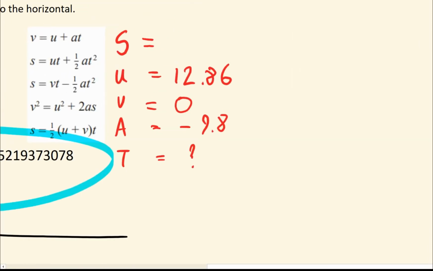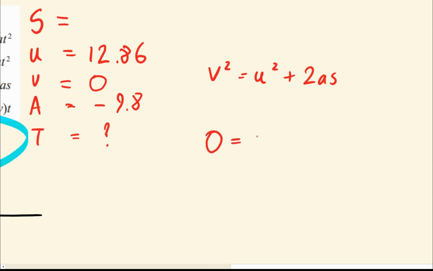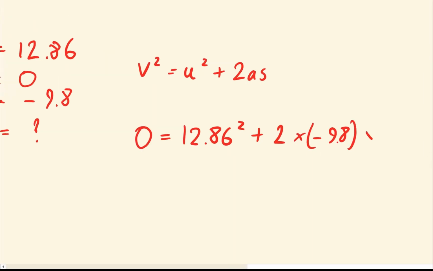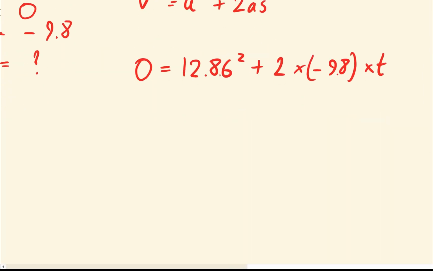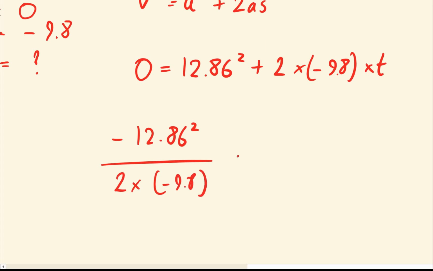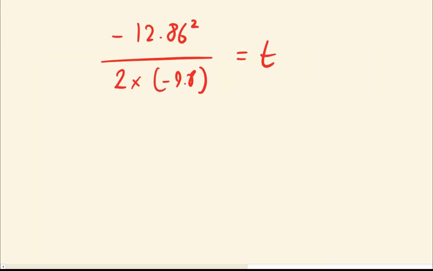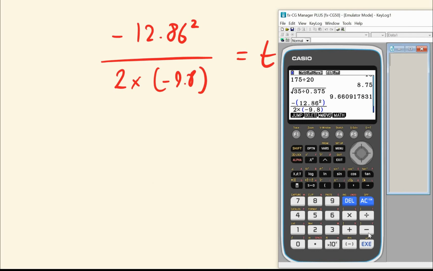So these are the four letters, which means we're using this equation, v squared equals u squared plus 2as. And we're going to fill in everything we know. And all we need to do now is just solve this equation. That's fairly basic. I'm going to take this 12.86 squared across and divide by all this stuff here, so 2 times minus 9.8, and that'll give me what t is. We can just throw that into our calculator to give us our final answer, which in this case t is 8.44.